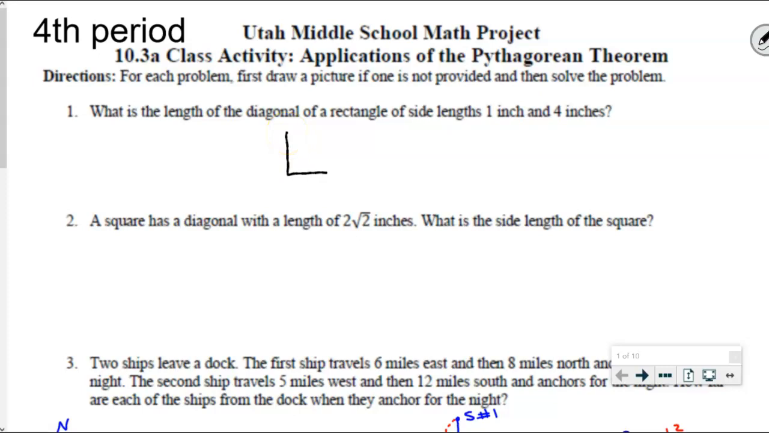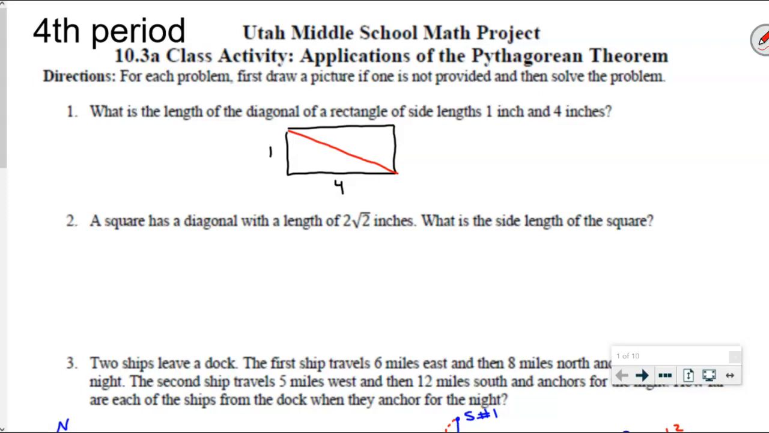Let's draw a rectangle and draw the diagonal. And is my rectangle drawn perfectly? No. But I know that a side length is going to be 1 inch and the other 4 inches. So am I going to draw this one, the 1 inch one? No, this is going to be the 1 inch. This is going to be the 4 inch. And it's asking what is the length of the diagonal.